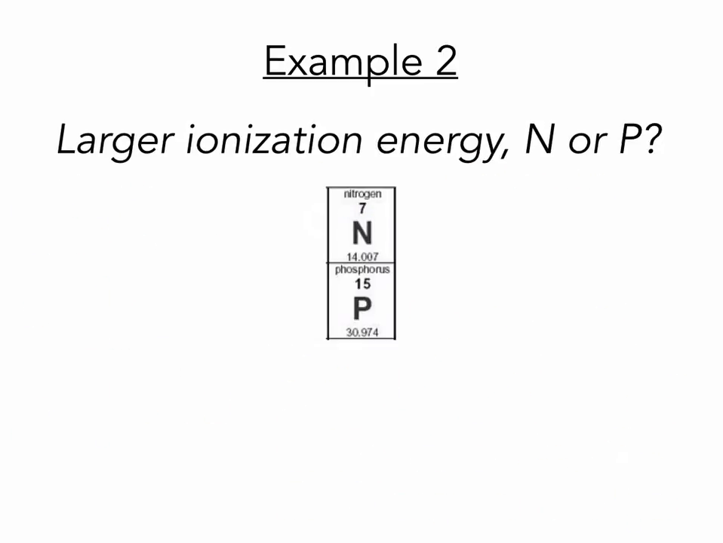Now let's look at a vertical one. When we're talking about vertical comparisons, it's going to be about this thing called shielding. That's going to be the word that I'm really looking for. But let's line it up, okay? So N and protons for nitrogen and phosphorus.